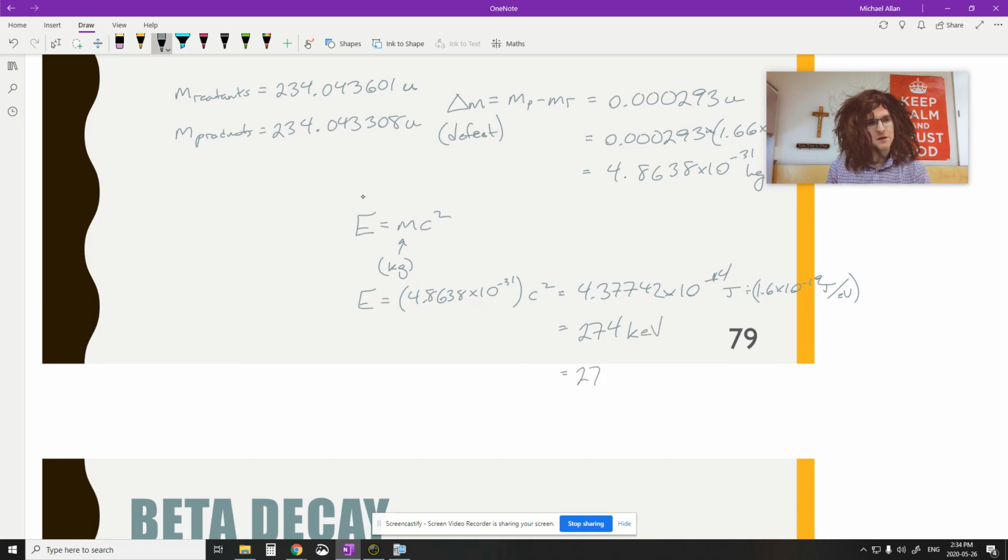Because remember that's 273,588 electron volts. So I'm going to change the prefix by moving over 3 spaces and I get kilo. I'm not going to go mega because that would give me a decimal number, like 0.274 mega electron volts. It's not bad, but this is a much nicer number.